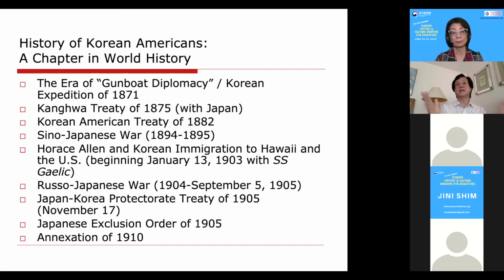Koreans are not Korean citizens anymore. There is no country of Korea. And Koreans become so-called the emperor's people, and they are now entirely the wards of the Japanese government.